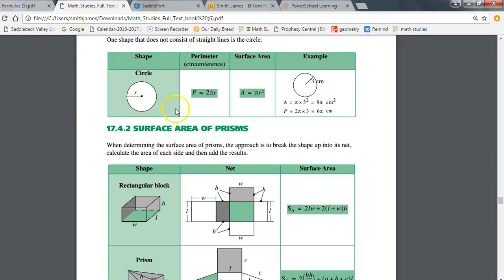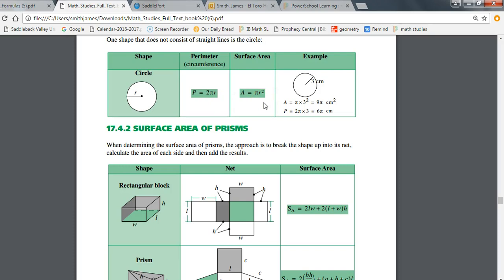Here's what we got for the circle. All right, we know we don't call it a perimeter, we call it a circumference, 2 pi r. Do keep in mind that twice the radius is the diameter, so you can also write this as pi d, or pi times diameter, same thing. And then pi r squared for the area.